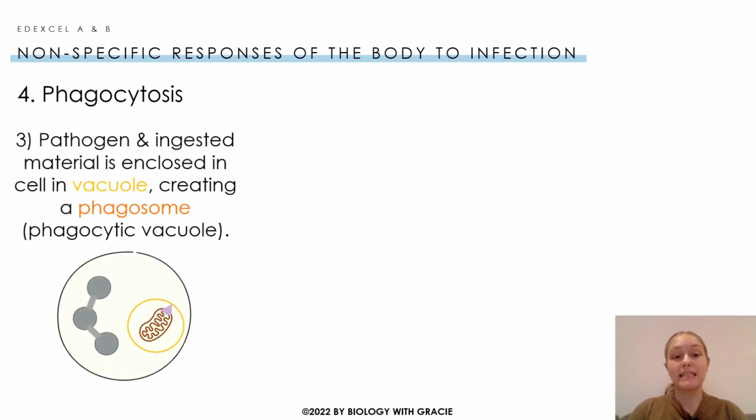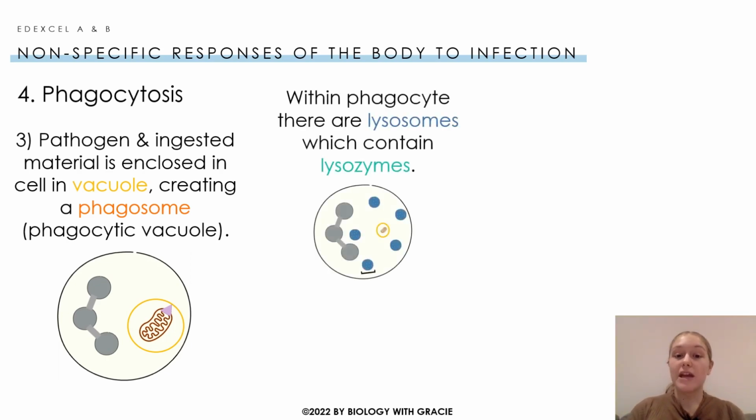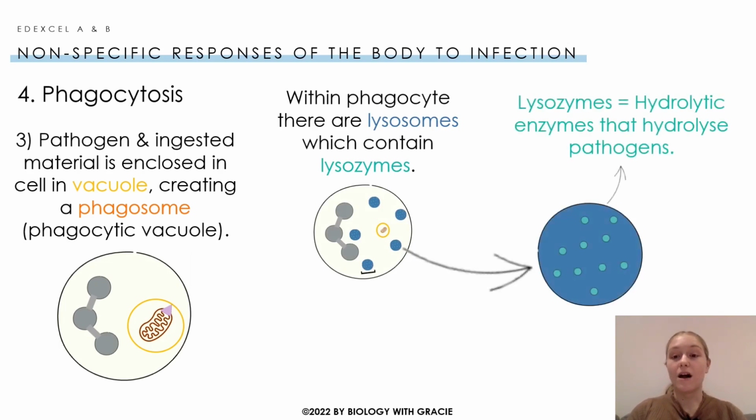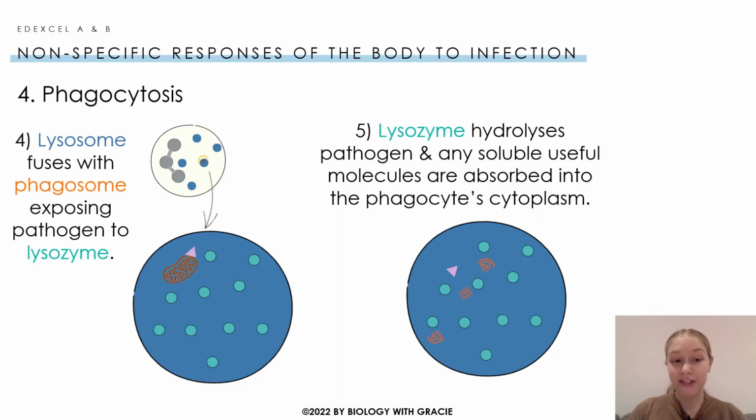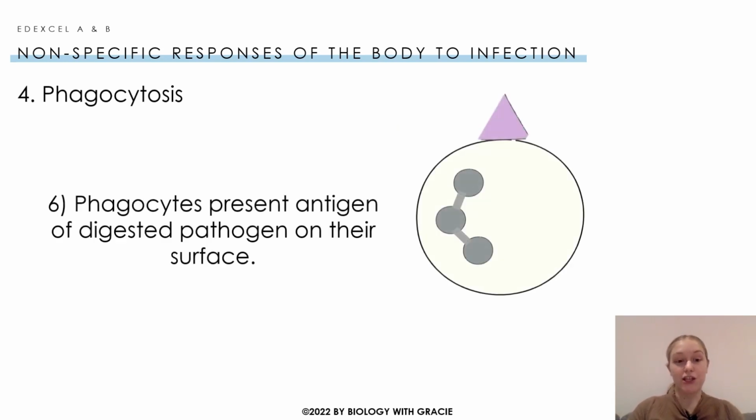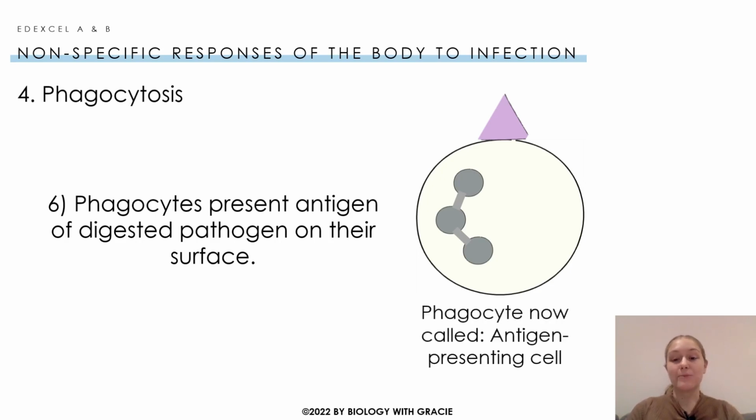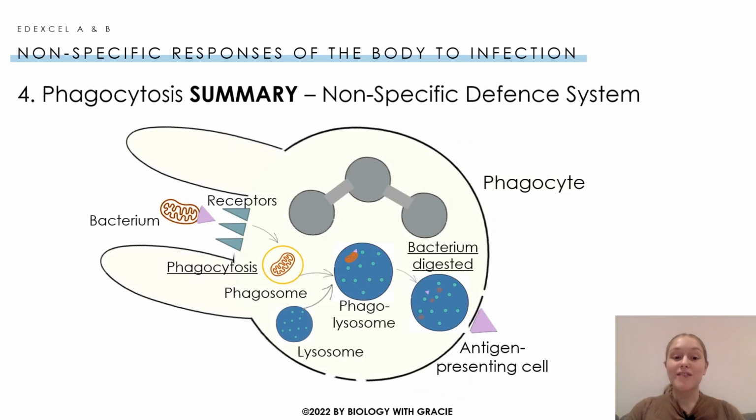The next stage is the pathogen and ingested material being enclosed in the cell in a vacuole, creating a phagosome, which is a phagocytic vacuole. So then within the phagocyte there are lysosomes which contain lysozymes, which we talked about previously. So then these lysozymes are hydrolytic enzymes which are able to hydrolyze those pathogens and break them down. The lysosome fuses with the phagosome, which exposes that pathogen to the lysozyme. So that means the lysozyme is able to hydrolyze the pathogen, and any soluble useful molecules are absorbed back into the phagocyte's cytoplasm. Finally, the phagocytes present the antigen of the digested pathogen on their surface and become an antigen-presenting cell.